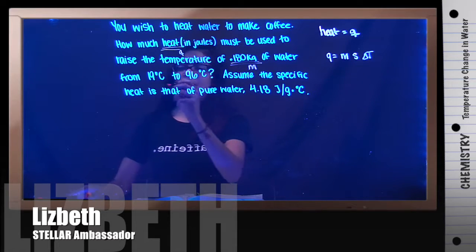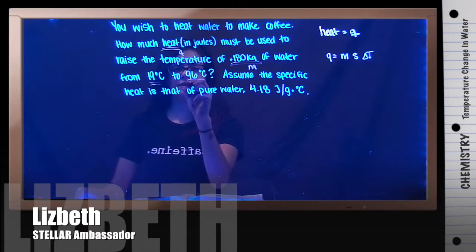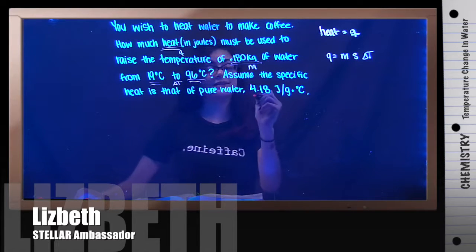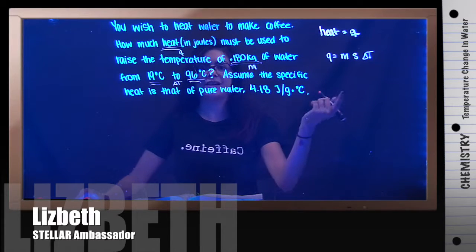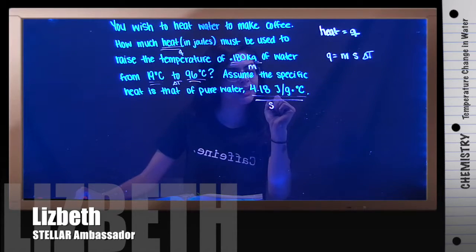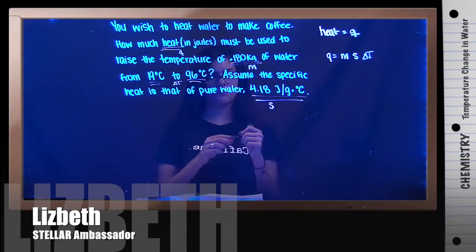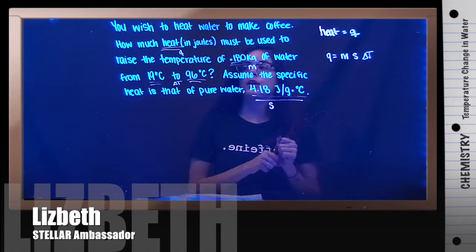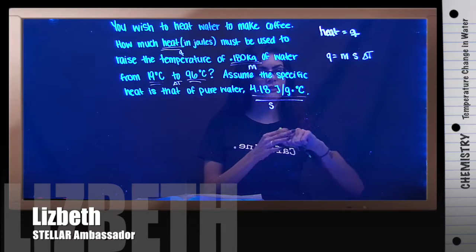Well, they give us two temperatures, right? So this could be delta T. And then this is s, right? Assume the specific heat. Wow, they said that pretty straightforwardly, right? So it's going to be our s. Now let's talk about everything. We're solving for Q, so that's going to be our variable.